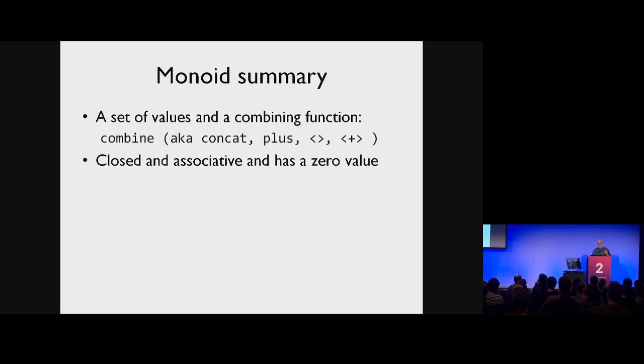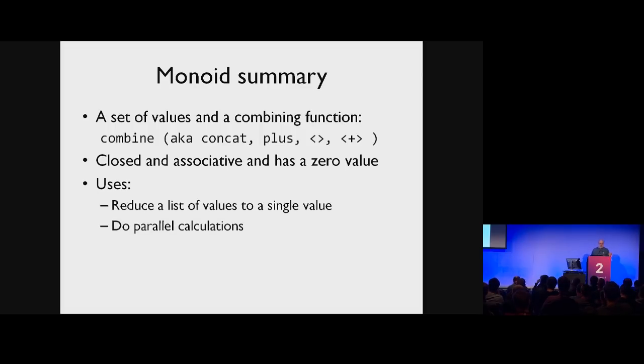And the combiner has to be closed, associative, and have a zero value. So here you go, you can use it for reducing a list, you can use it to do parallel computation, you can use it for doing incremental calculations, all this stuff. So there you go, that's a monoid. That's tool number one. Hopefully monoids are not quite as scary now. It's demystified a little bit, I hope.